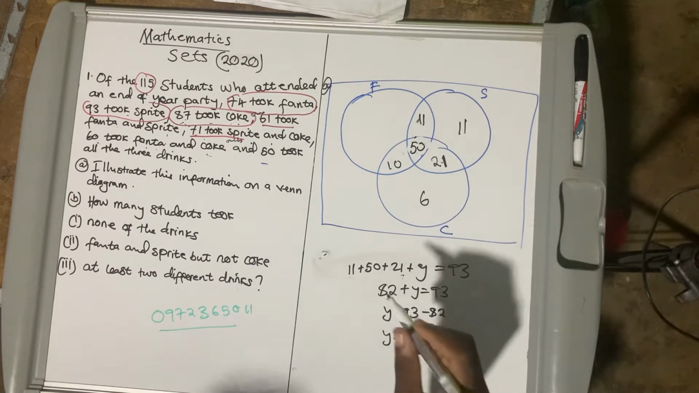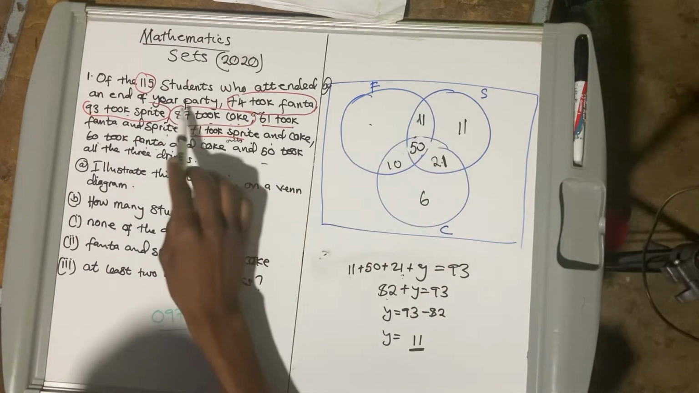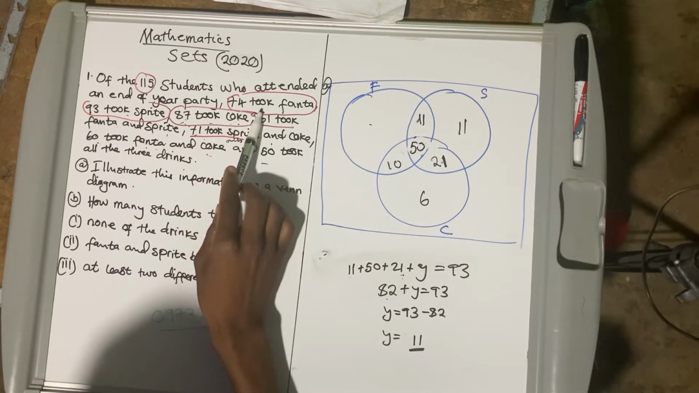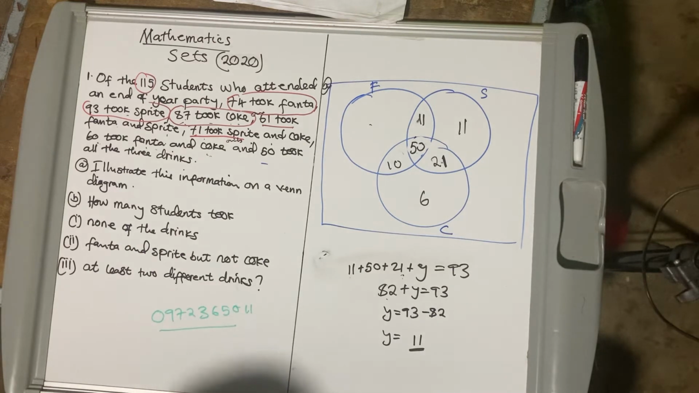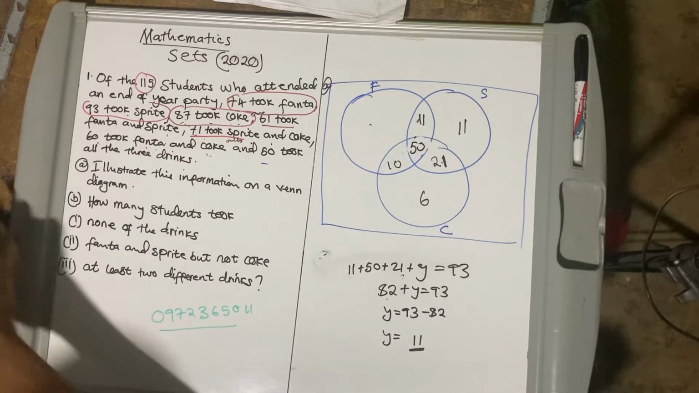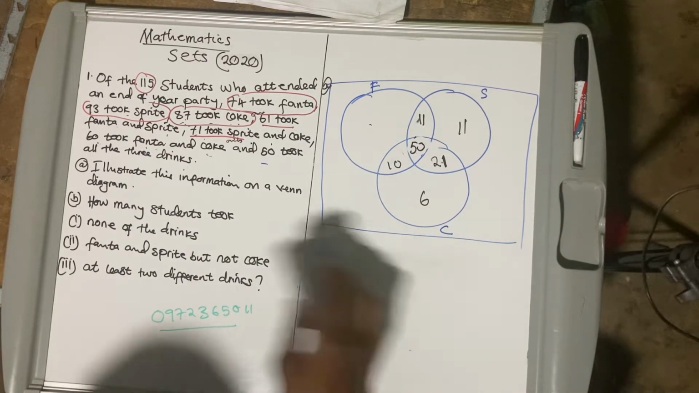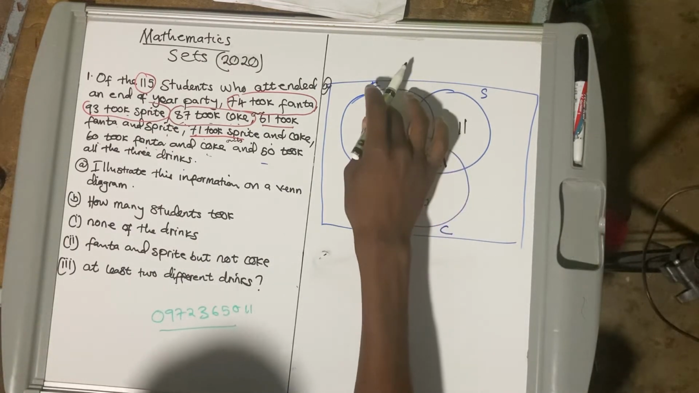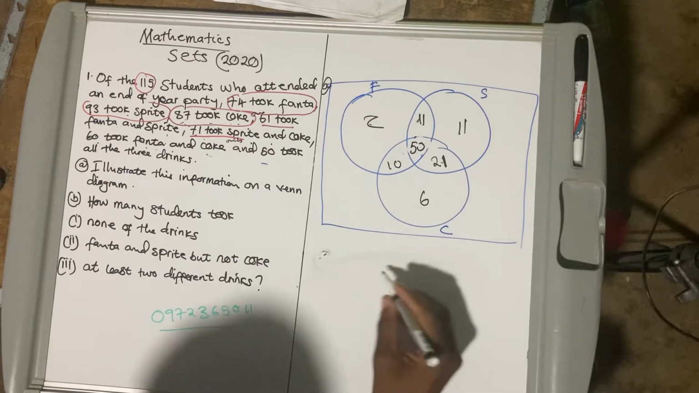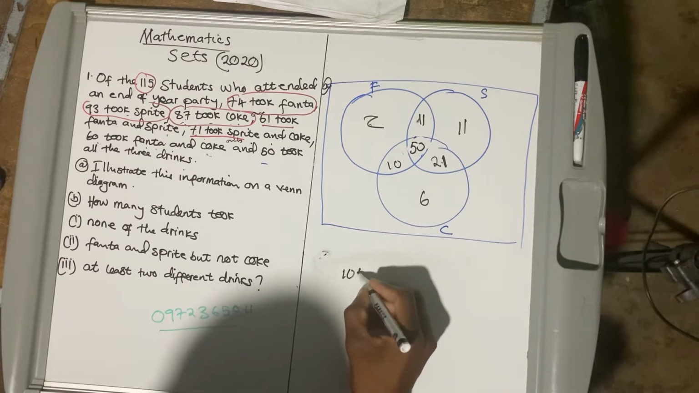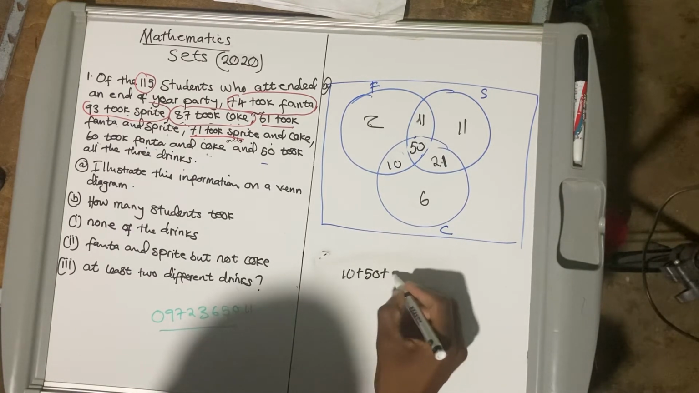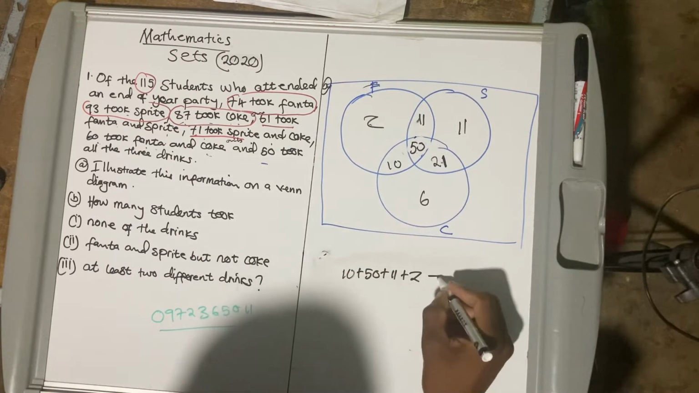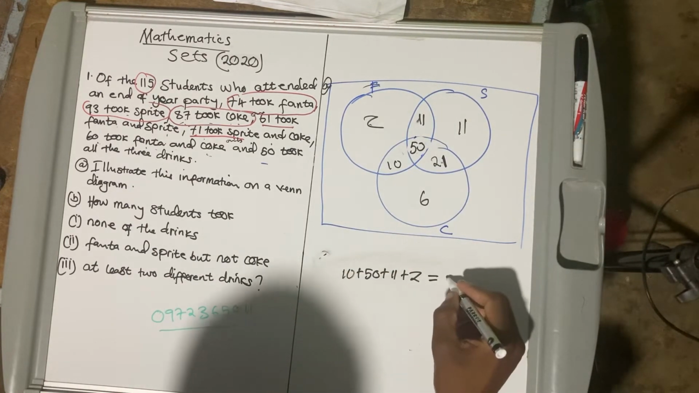Then at the end, Fanta. How many took Fanta? 74 took Fanta. So we go where Fanta is, we add all the numbers. We can use any letter, remember, any variable. So you add 10 plus 50 plus 11, all the numbers in Fanta, plus the z we use is equal to 74.